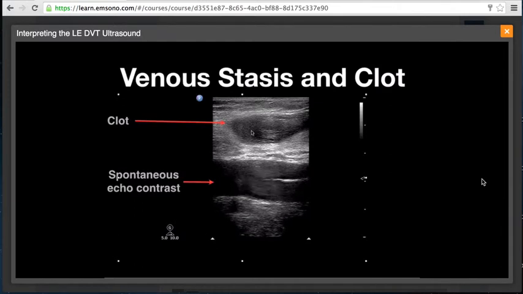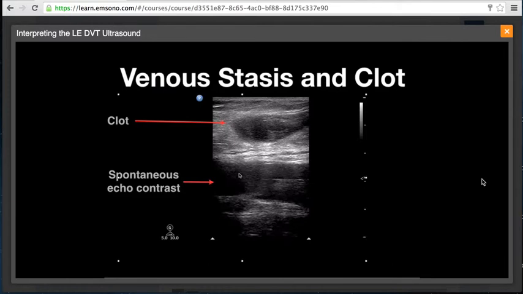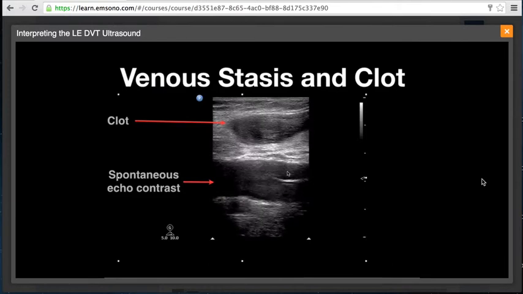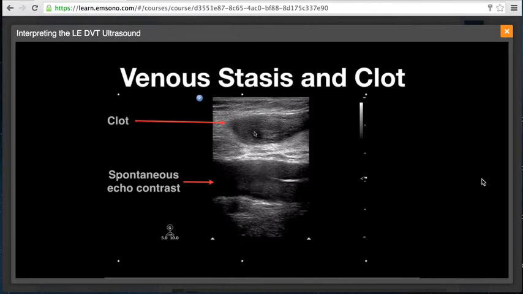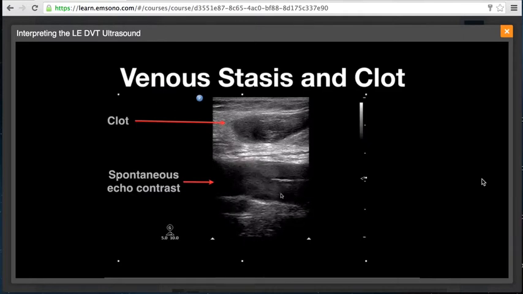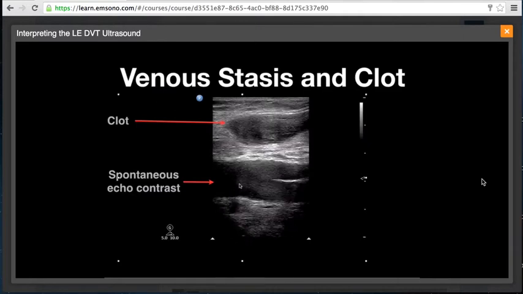So let's take a look here. Here you've got a sagittal view of the common femoral vein, deep femoral vein, and here is the saphenous vein. There's echogenic thrombus within the saphenous vein here. If you take a look at the common femoral vein and the deep femoral vein, you can see that there's some echo within there, but this should not be confused with clot. This is just spontaneous echo contrast.